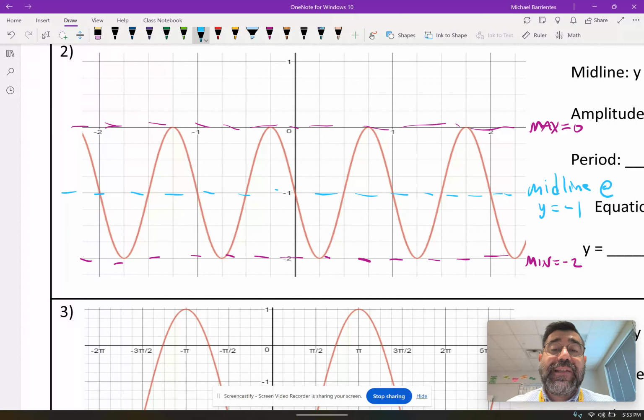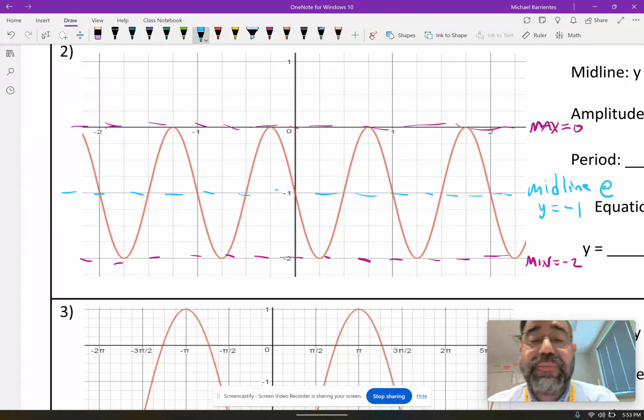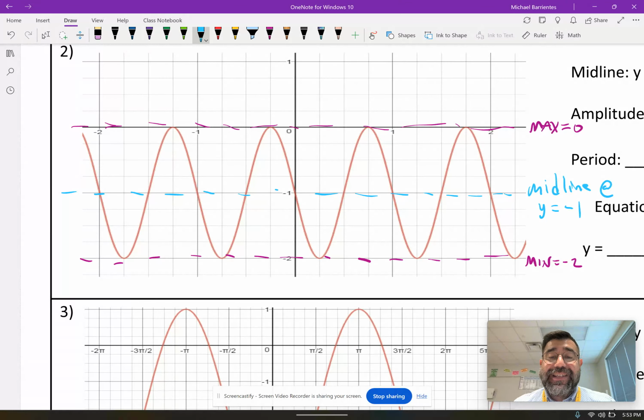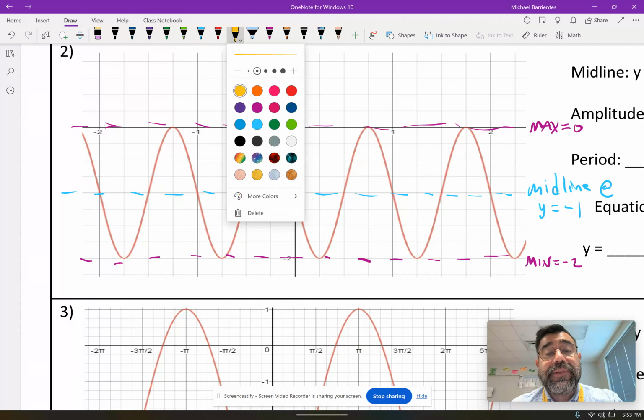Remember, the midline is telling me the location of that halfway point, so I need to write it as an equation, y equals, at what y value is that blue line? Oh, it's at y equals -1. The maximum is a value, it's not a location, so I just say the max is equal to 0 and the minimum is equal to -2. Great, got that done. Can we figure out the amplitude?